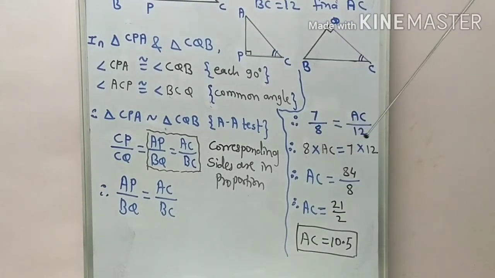Okay, so like this we solve this cross multiplication. First we substitute those values: 7 upon 8 equal to AC upon 12. Then we do that cross multiplication: 8 into AC equal to 7 into 12. So the product of 12 sevens is 84, and here we have that 8 which is in multiplication. So to find AC, taking that 8 to the other side, we have to change that operation. So 84 upon 8.